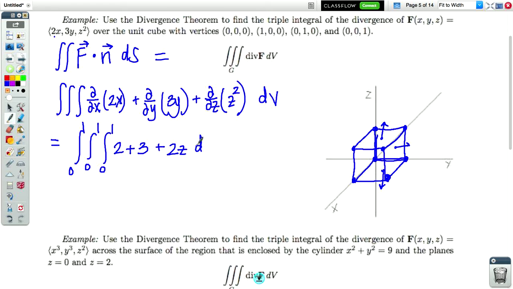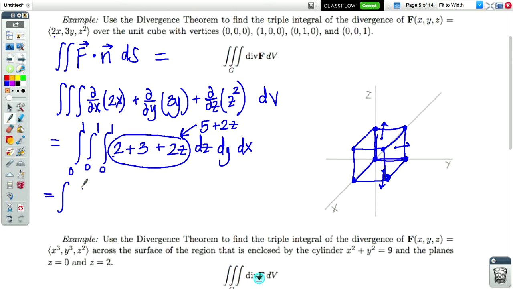Now I just have to decide on my order of integration, and since z is the only variable, I'm going to get rid of that one first and integrate with respect to z, and then I'll integrate with respect to y, and then with respect to x. So you've probably already put this together, but this integrand is the same as just 5 plus 2z. That's what I'm really integrating.